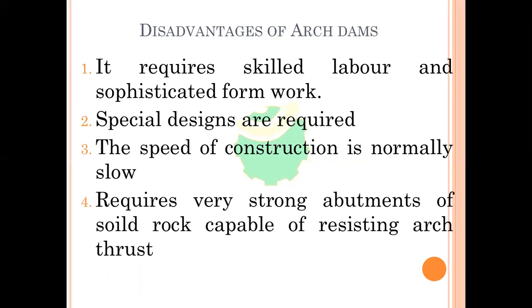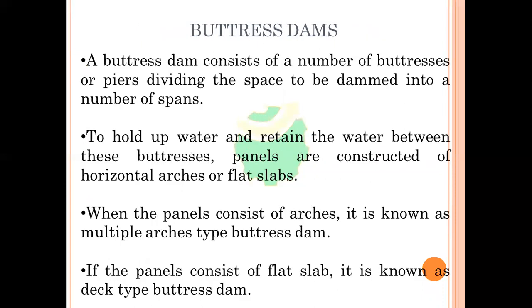Next, what are the disadvantages of arc dams? It requires skilled labor and sophisticated formwork. Special designs are required because the shape of the wall is arc shaped. So special designs are required. The speed of construction is normally slow. It requires very strong abutments of solid rock capable of resisting arc thrust.